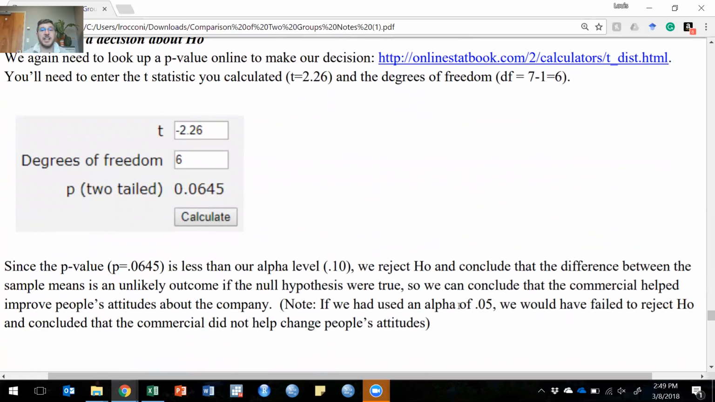Notice that if we had used an alpha of 0.05, we would have come to a different conclusion, right? We would have failed to reject the null hypothesis and concluded that the commercial didn't change people's attitude. This is why it's important that you decide on your alpha level before you actually conduct your test.